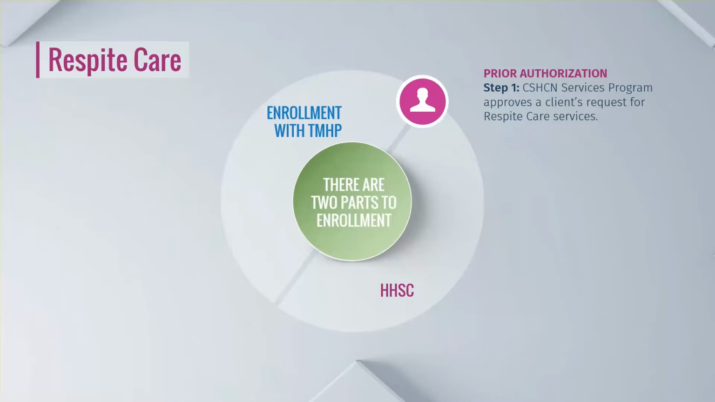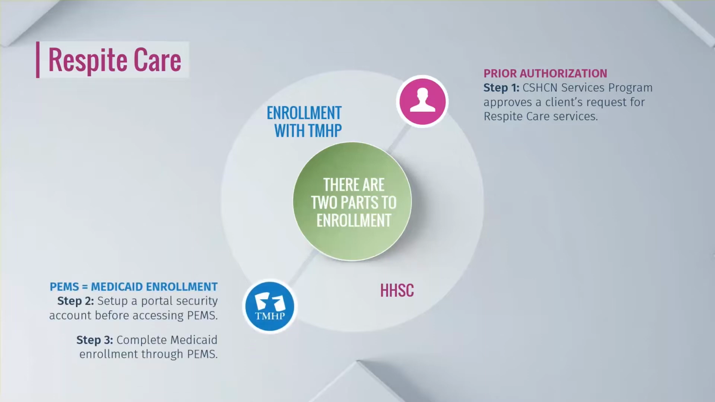This means that the caregiver must receive written authorization from the program before they can provide family support services to a child or family member enrolled in the program. Providers are only reimbursed for respite services that have been authorized.